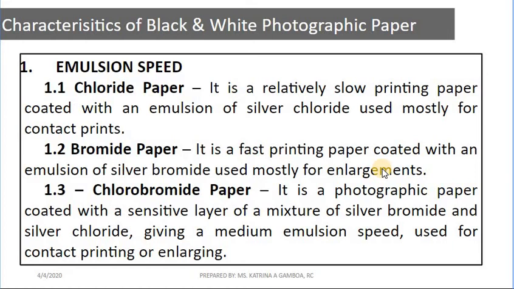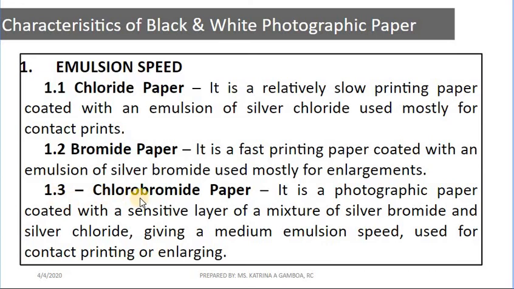So, from that small film, when they expose it, it becomes big, and it goes onto the photographic paper. When they use a fast printing paper, they use bromide paper. It is a fast printing paper coated with an emulsion of silver bromide used mostly for enlargements, to produce bigger photos. The film is so small, but what is printed on our photographic paper is so big. That is what they use, the bromide paper and the enlarger.